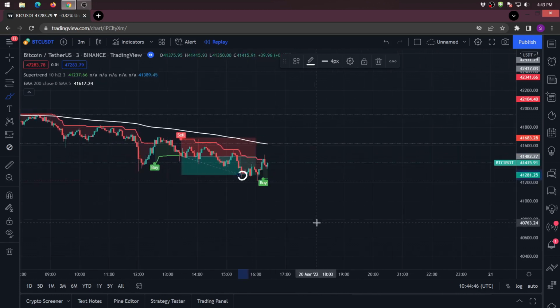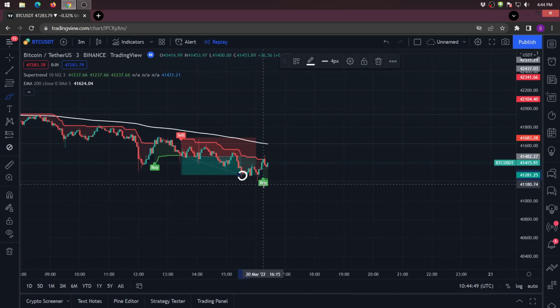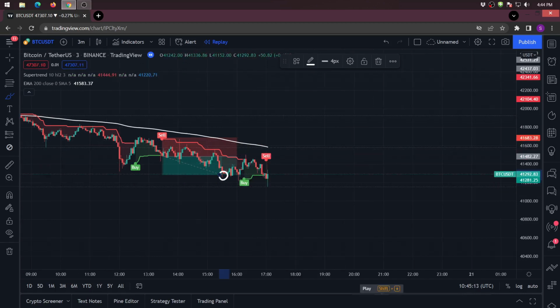And after a few candles we can see the price switched to a buy signal, but we avoid the buy signal because the price is below the 200 EMA. And after a few candles you can see the price again switched to a sell signal.